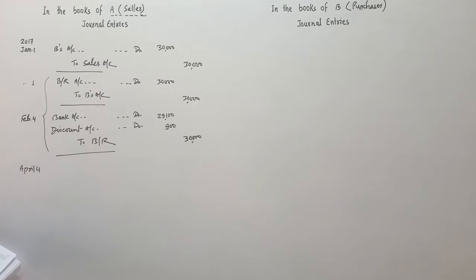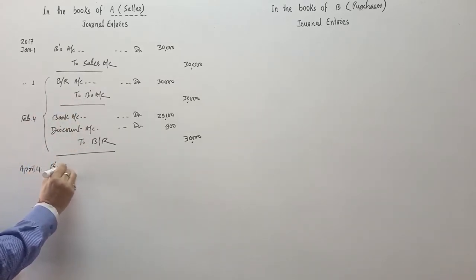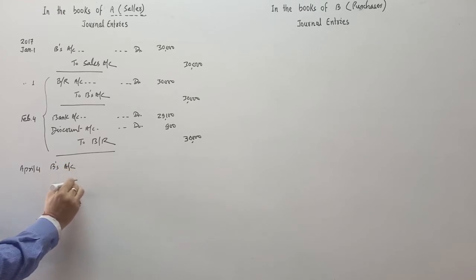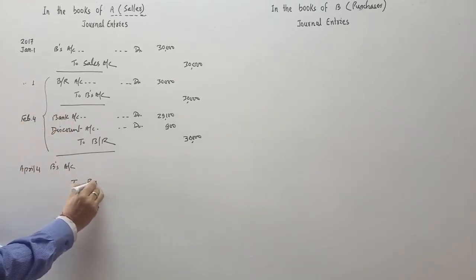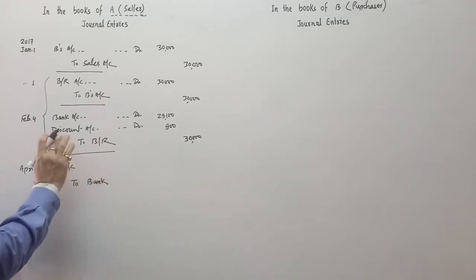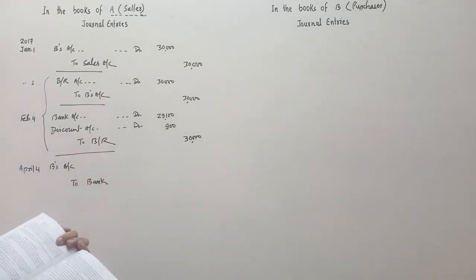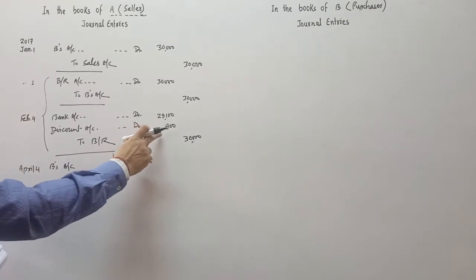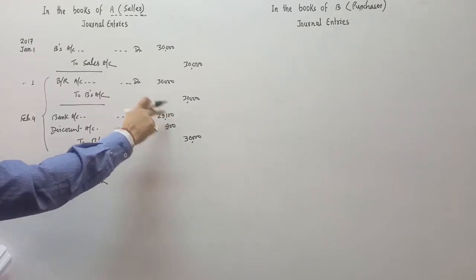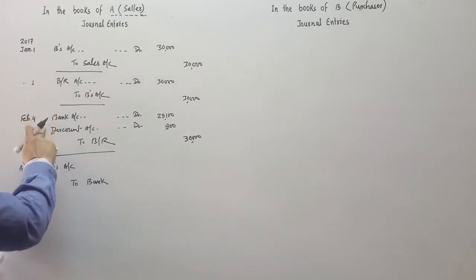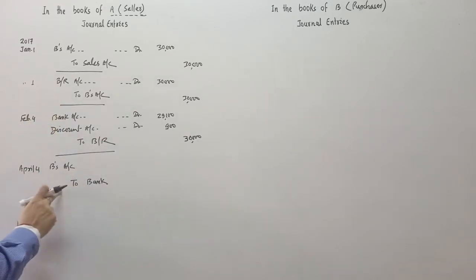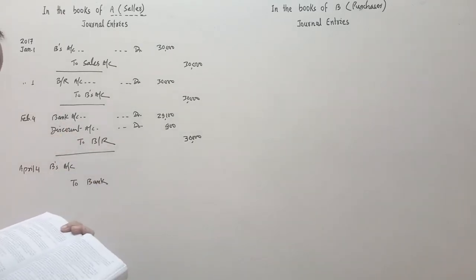Now we have to cancel B's account. So B's account will be debited, and to cancel the bank account, to bank account. Discount is not going to be cancelled because the bank will keep the discount. The discount is not cancelled, but the discount amount will be added to the bank account. So this is the entry of cancellation. This is the entry of dishonor.